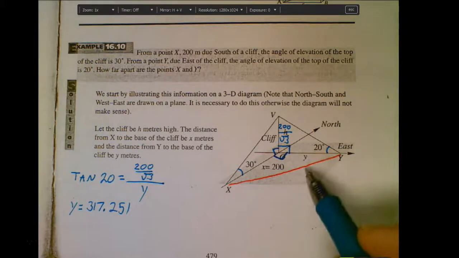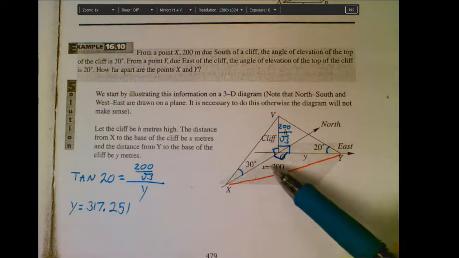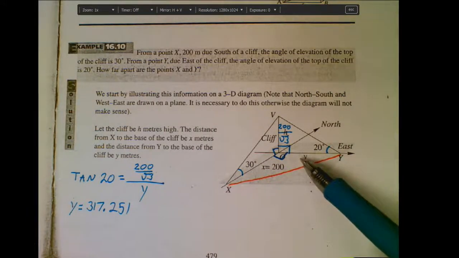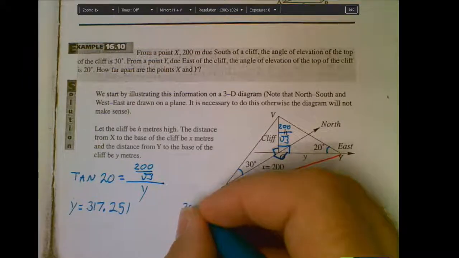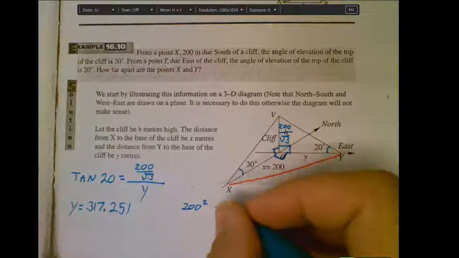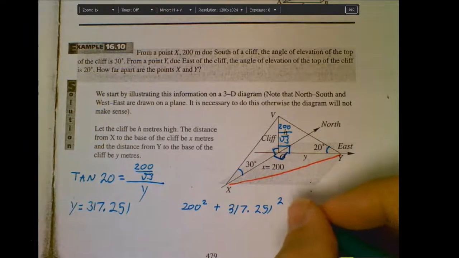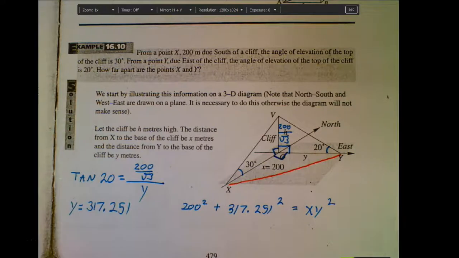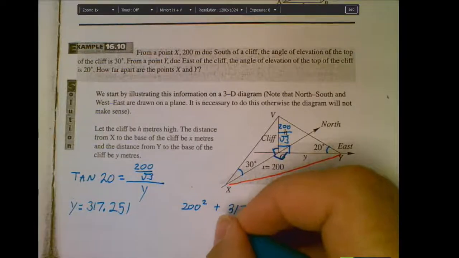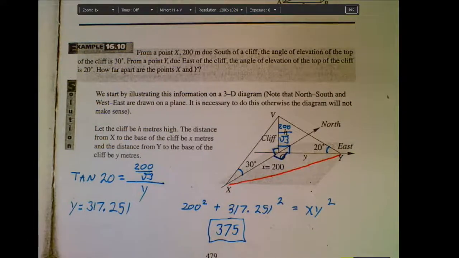Anyway, we now have enough information to use a little Pythagorean theorem here on this red line. I know this is 200. I know this is the y value that we just found. Now I can use those with Pythagorean theorem to get my red line. So I'll do one last setup here. If I did 200 squared plus my y value squared, that's going to equal that red line, which we'll call xy. So there's our setup to now get xy. A little cleanup on that, and we're going to get that being about 375 to 3 sig figs. And so ultimately that's what we were trying to find.